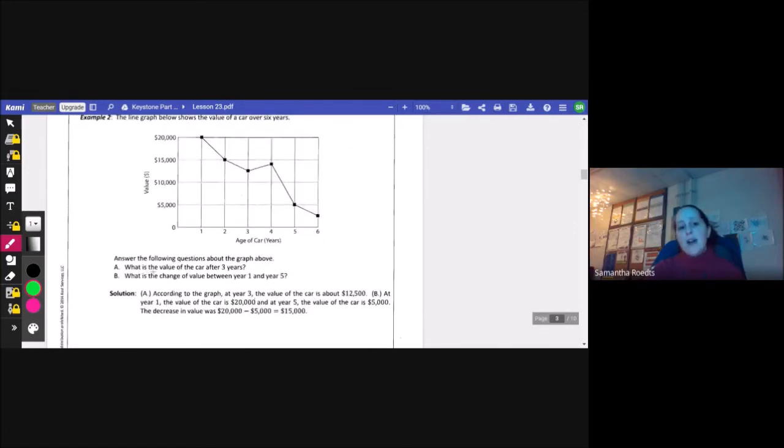Okay. So what is the value of the car after 3 years? According to the graph, at year 3, the value of the car is about 12,500. For B, what is the change of value between year 1 and year 5? Well, year 1 is at 20, year 5 is at 5. I subtract them, I get 15,000.